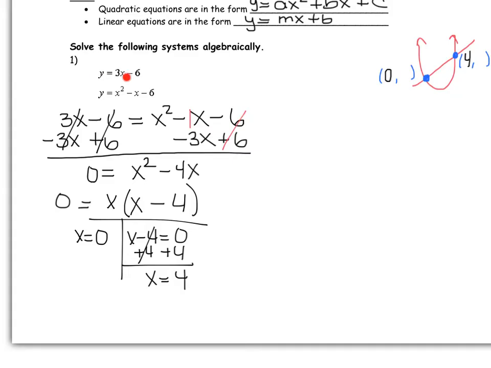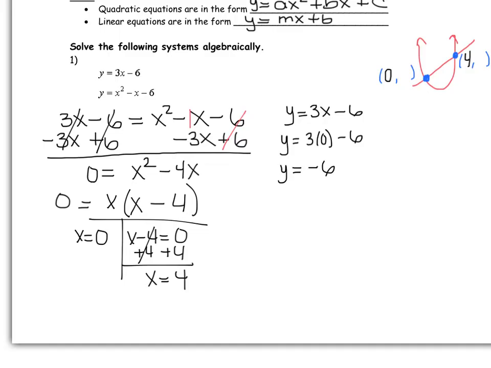So let's pick the line. The line's easier, so I'm going to write that over here. y equals 3x minus 6. And I'm going to first plug in this 0 over here. So y equals 3 times 0 minus 6. You should get, when you put that into the calculator, y equals negative 6.